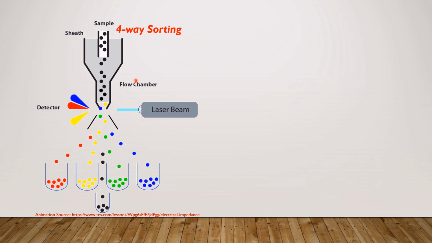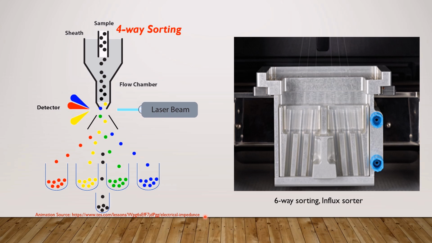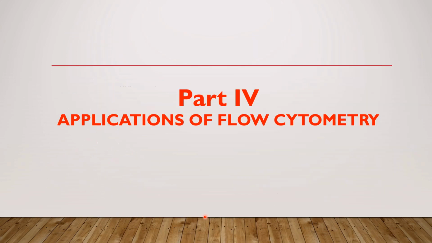Let's suppose you have 4 different populations to sort at one single time. It will give you charges like negative, positive, far left, left, right, far right. Using the deflection plates, it will sort the cells into different containers, and the waste, which you don't need, will go directly to the waste. And this is an example of 6-way sorting on an Influx sorter.